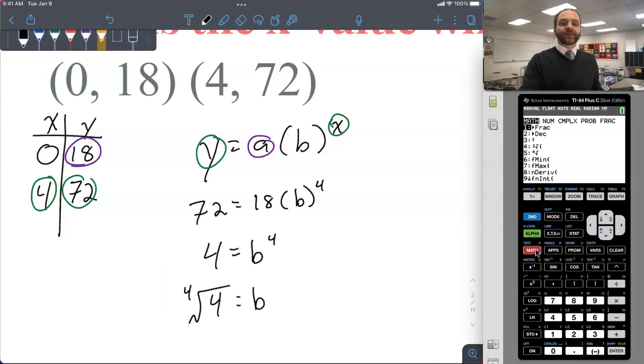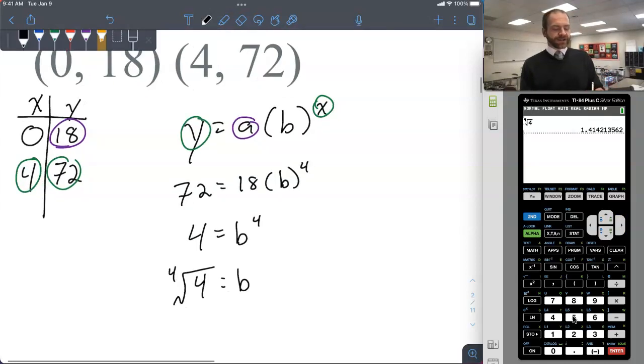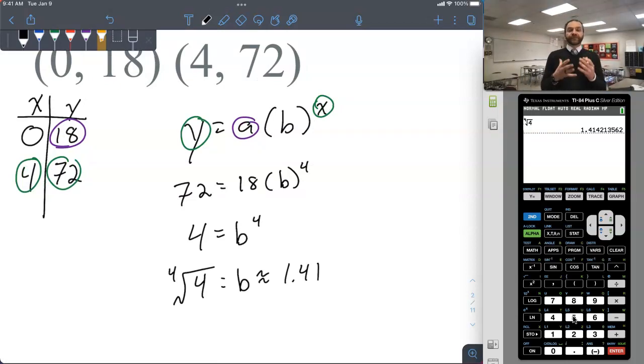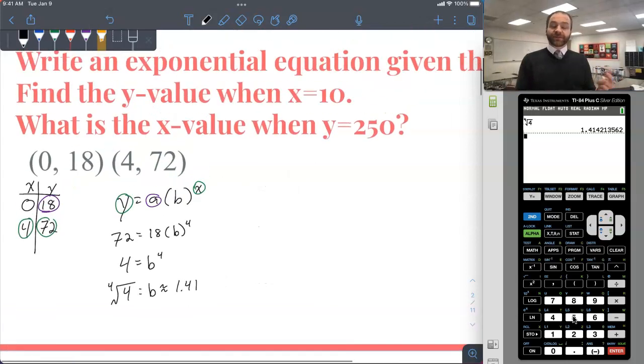Remember, it's under math. And if I look at option 5, it's x to the root. So I could type in 4th root of 4. It is 1.414. So I'm going to say it's approximately 1.41. That's your base. Now, that's not the equation. The problem asks us to first write exponential equations. So I know y equals 18 parentheses 1.41 to the x power. That takes care of the first part.